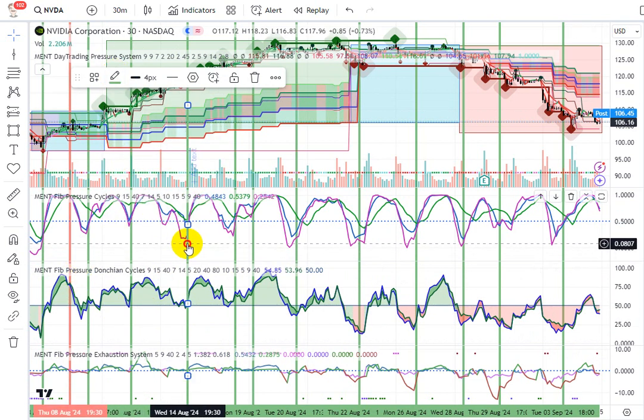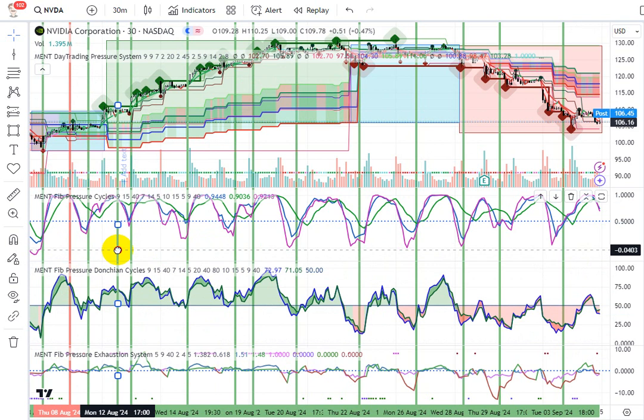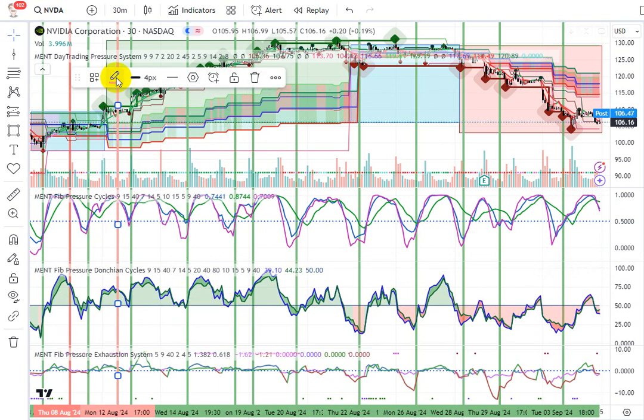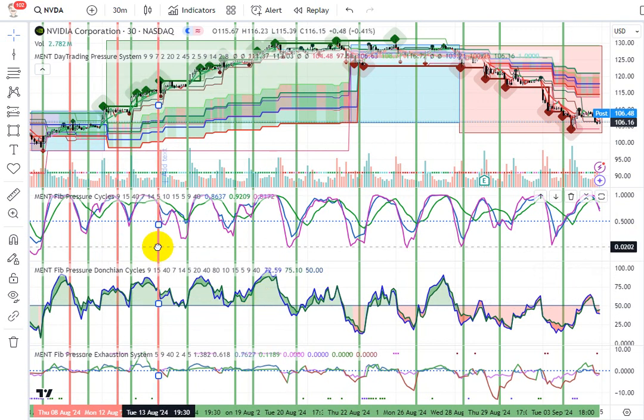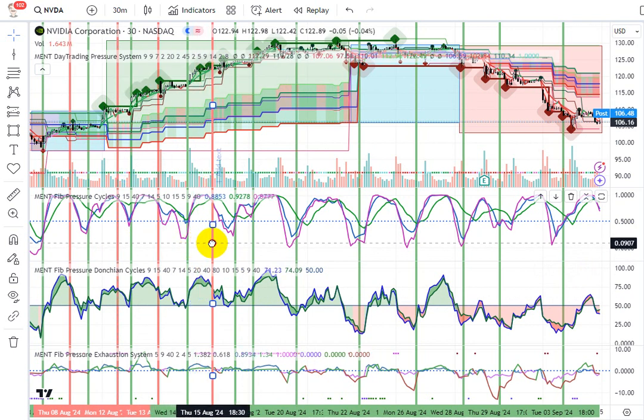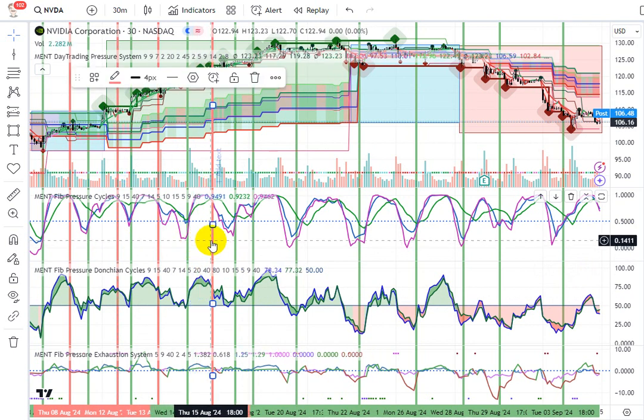Now hopefully you guys can see these. That's what I'm hopefully teaching you, is that you can see these. I want you to be able to visually see this, because this is going to help you trade. Cycle top, cycle top.